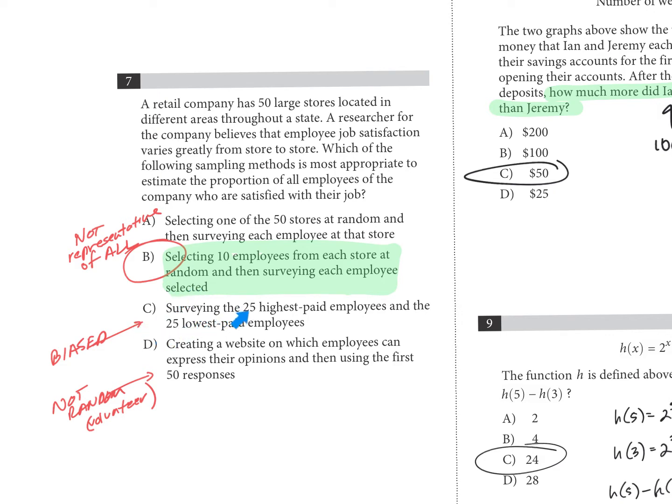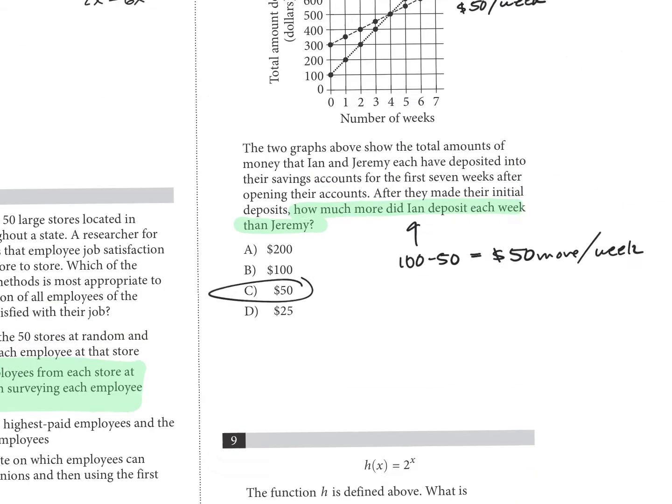C says surveying the 25 highest paid employees and the 25 lowest paid. Again, that's a biased sample where you're going to get different feelings from each group, so it's not a random sampling of the satisfaction of the stores. D says creating a website on which employees can express their opinions. That's not a bad idea. However, it's a volunteer basis, so it's not a random sample. So again, you want to design an experiment with as random a sample as possible. Okay.